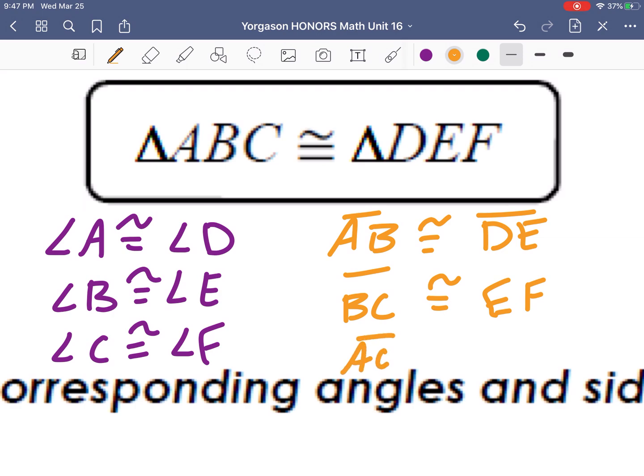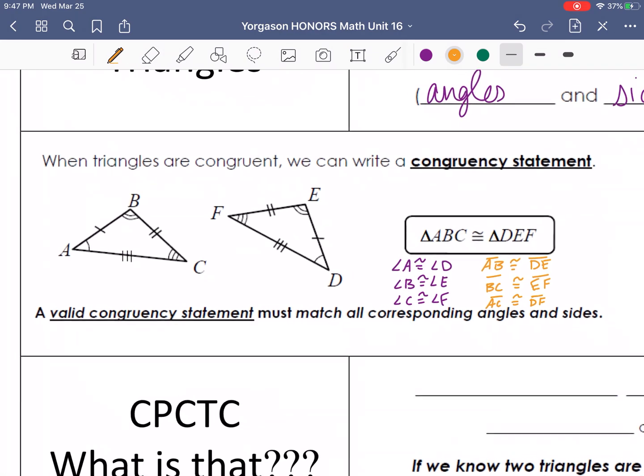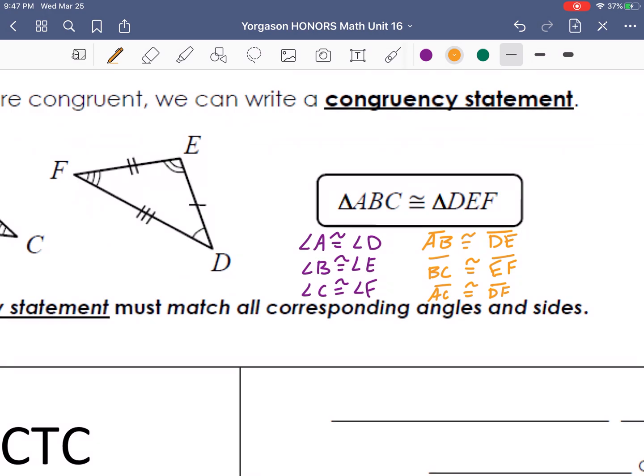It's where we use the first and last letters, right? So AC would be congruent to DF. Okay, so we have all 6 of these relationships that can be derived from that congruency statement. So it's pretty cool. A valid congruency statement must match all the corresponding angles and sides.